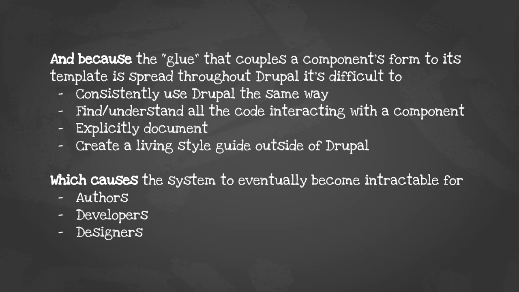And then, that glue layer being difficult to maintain means that eventually you're going to start making mistakes, and the system's going to become intractable for authors, developers, and designers. Authors are going to slowly lose confidence in your system because invalid content combinations or invalid field combinations are going to start to creep in, and they're going to get unexpected results, or things are going to break, or things aren't going to look the way they expect them to look.